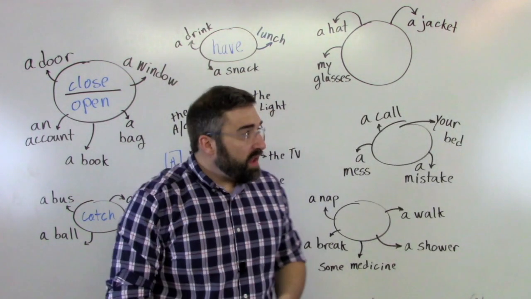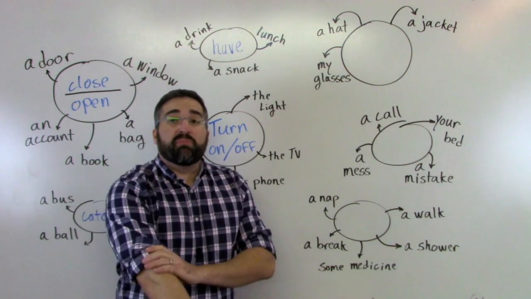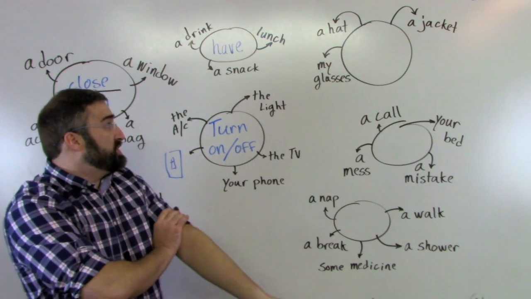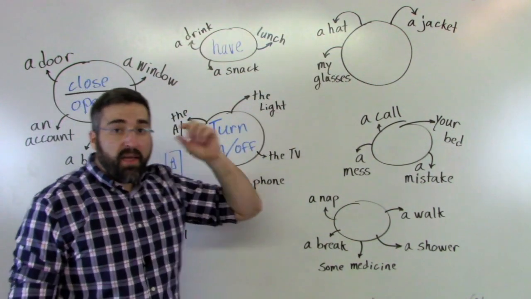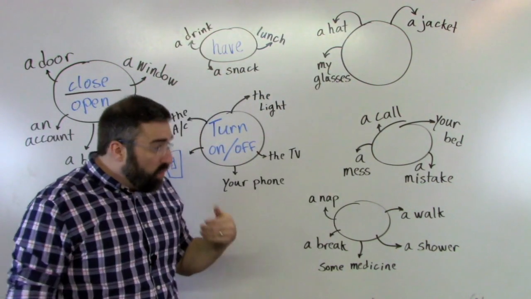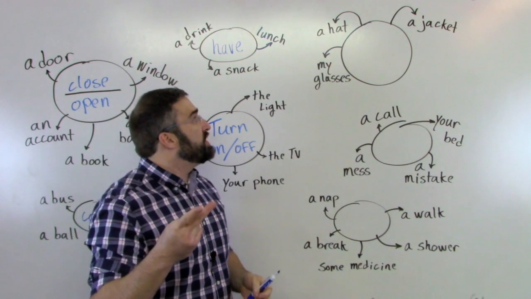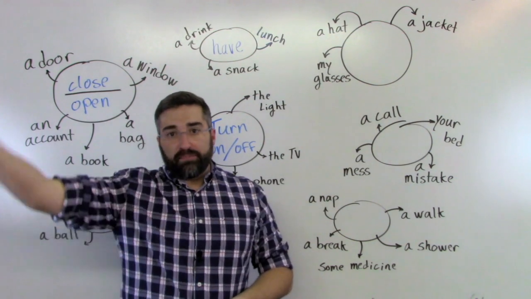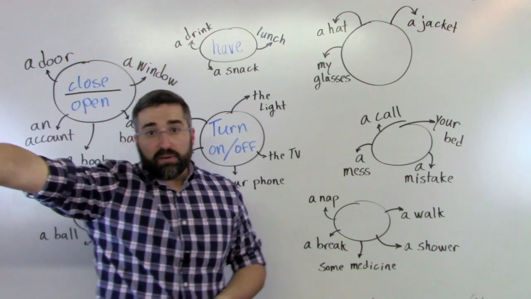So a few more. We got 3 more here to look at before we move to some prepositions specifically. So we have a hat, a jacket, and my glasses. What can I do to these things? There's two things I can do with them, right? I can take the hat off like that, and I can put the hat on, right?